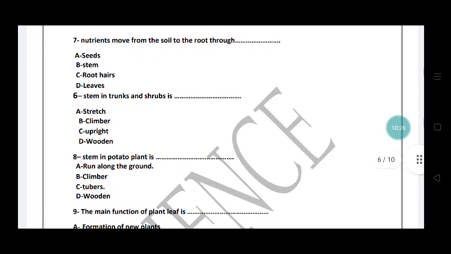Okay. Nutrients move from the soil to the roots through root hairs. Stems and trunks of trees and shrubs are wooden. Super. Okay. The stem in the potato plant is the potato. Super, tubers.